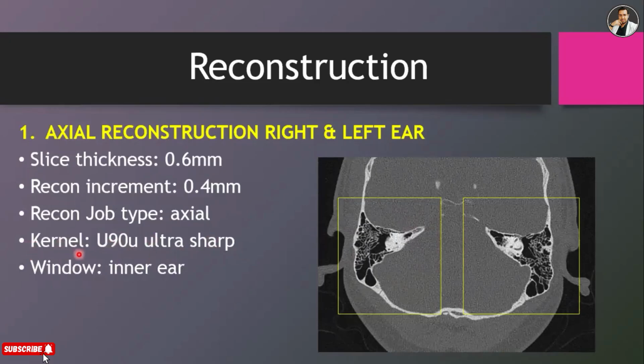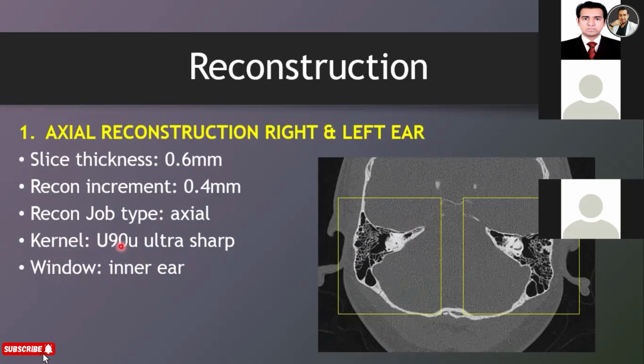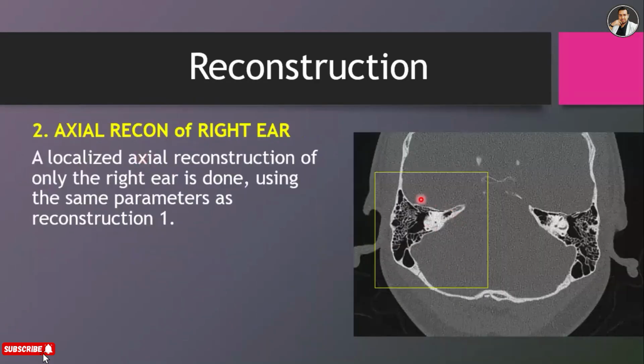The window is the inner ear window, and this window has its own characteristic. So the reconstruction will be done in the inner ear window. Now the reconstruction will be done for the right ear. We will reconstruct the right ear separately.